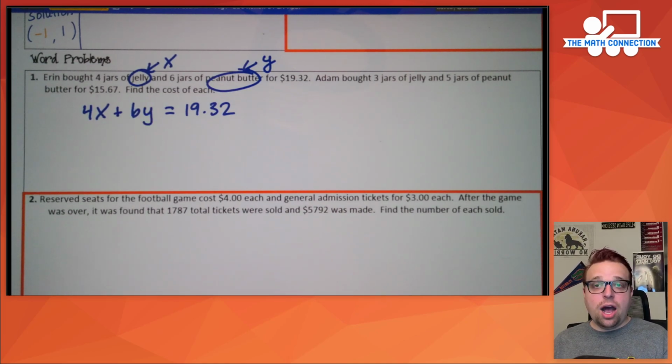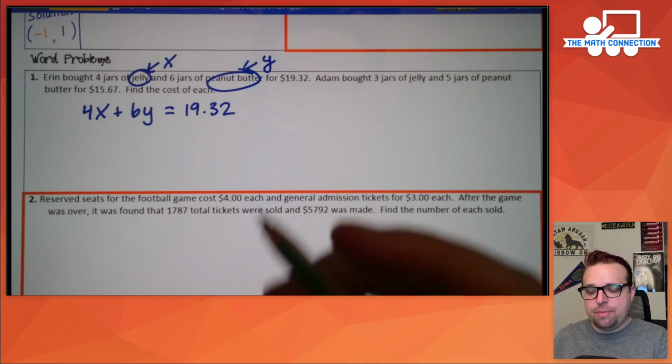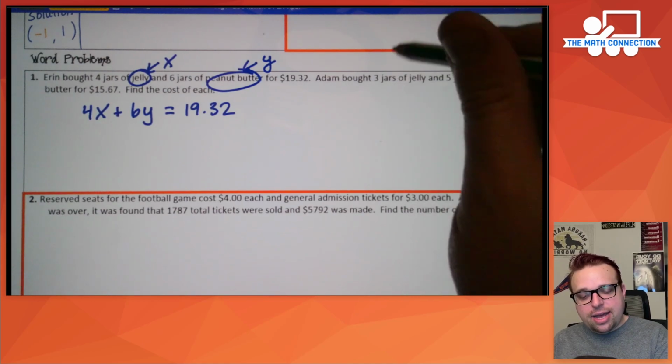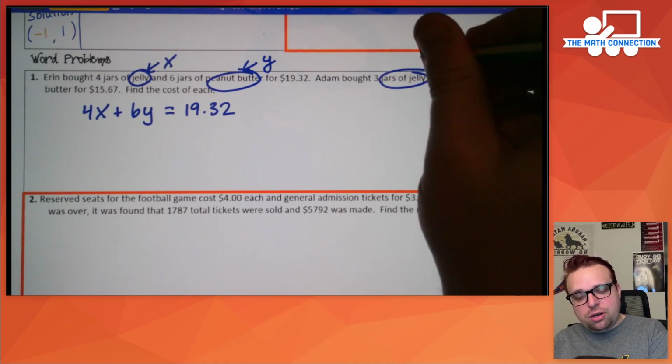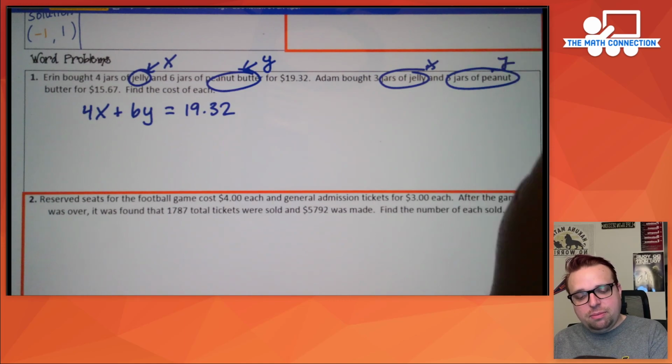Okay, so I just realized I misspoke a second ago and I said this was quantity. It's not, it's cost. I'm sorry. They gave us the quantity, so we know how many jars they each bought. We just don't know how much each jar costs. That's what X and Y are representing. My mistake, sorry. Okay, so we also have 3 jars of jelly, 5 jars of peanut butter.